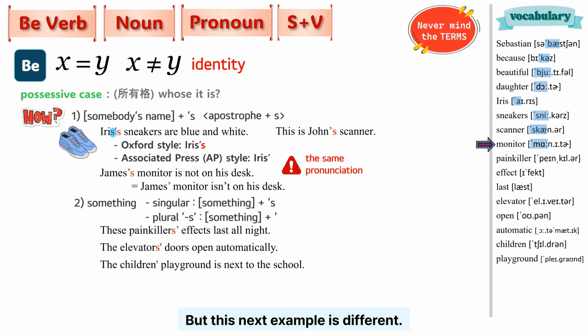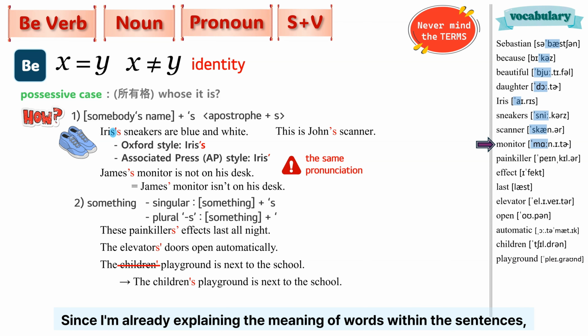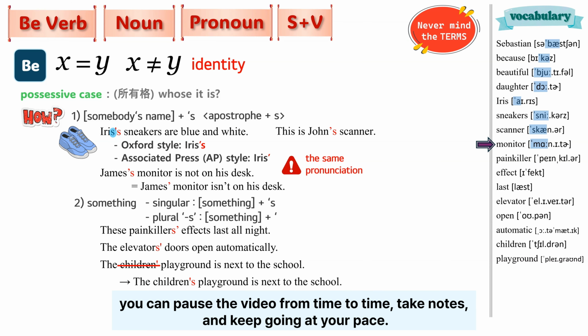But this next example is different. That's because the word children is plural. Yes, it doesn't end with S. So in this case, you must add both the apostrophe and the S. And let me emphasize it once again. Don't memorize individual words. Get used to the full sentences. Since I'm already explaining the meaning of words within the sentences, you can pause the video from time to time, take notes, and keep going at your pace.